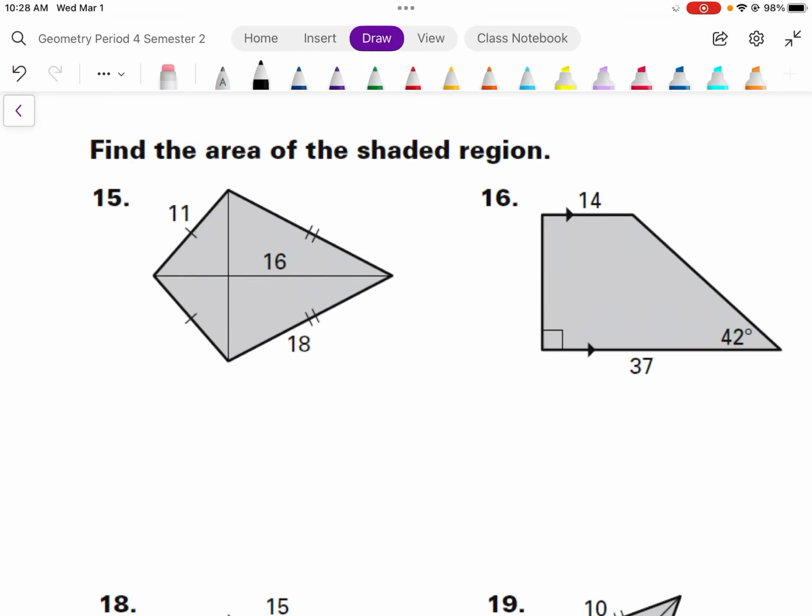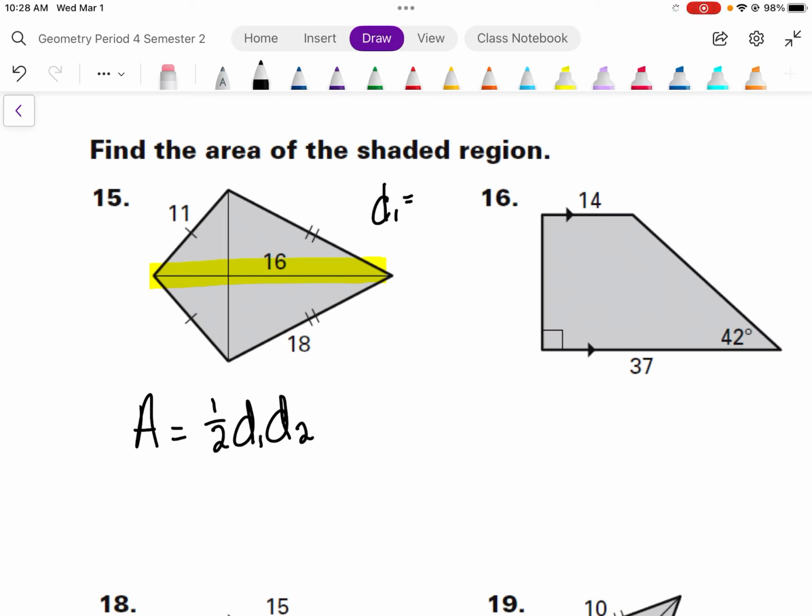Hello, for number 15, we have a kite, and the area formula for a kite is area equals 1/2, and then diagonal 1 times diagonal 2. So we just need to figure out what both lengths of the diagonals are. For mine, I'm going to have this highlighted yellow one be my diagonal 1.